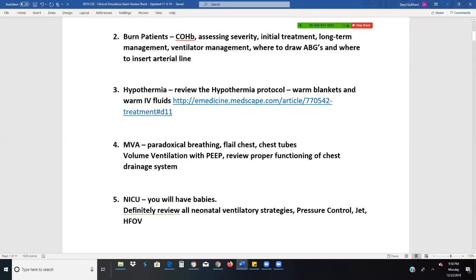MVA, motor vehicle accident, you're going to have paradoxical breathing, which means flail chest. So chest tubes, volume ventilation with PEEP. That's so important. If the patient has a flail chest, we must put them on a ventilator and use PEEP. Also review the proper functioning of chest drainage systems. That's well covered on the TMC review sheet.